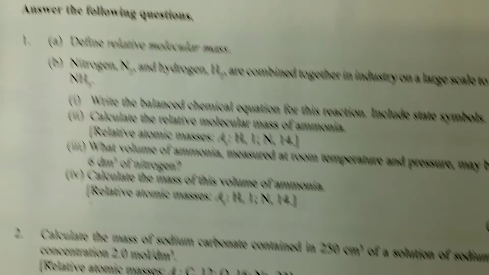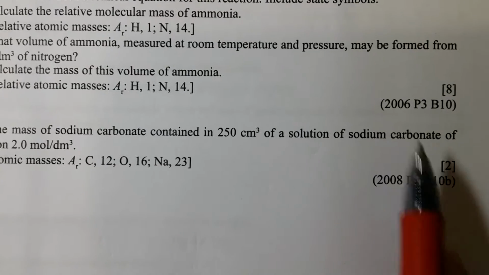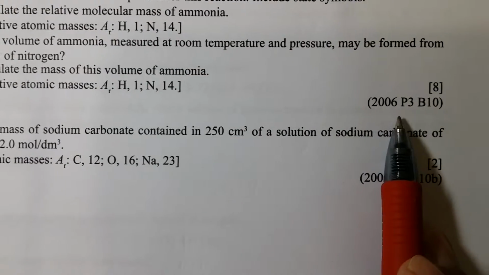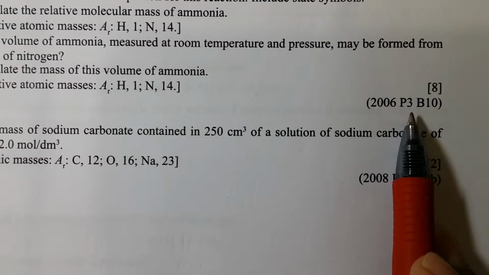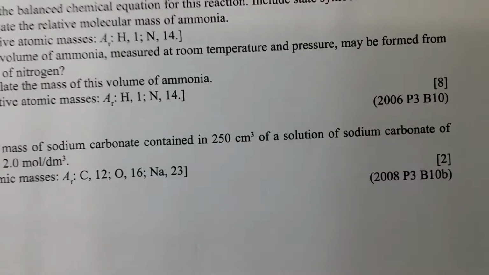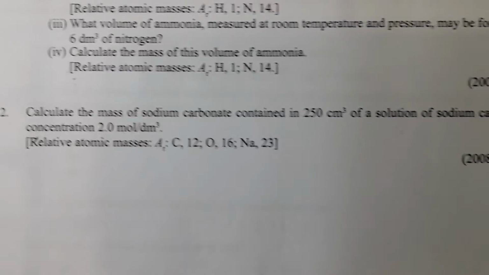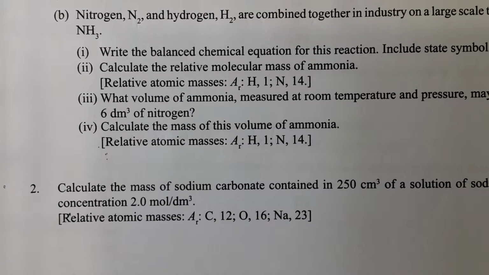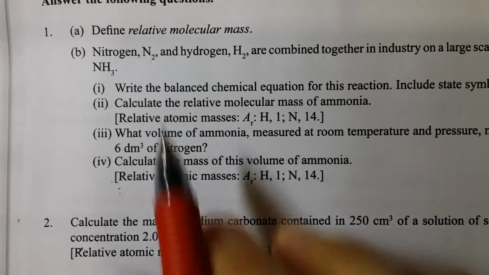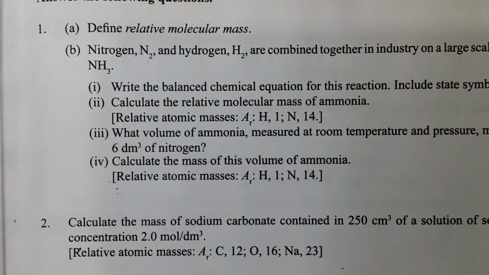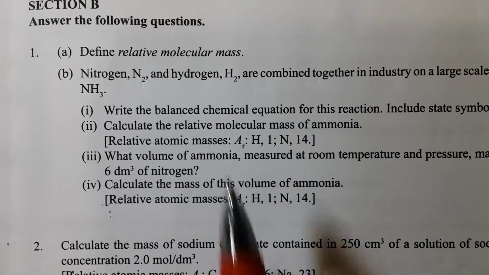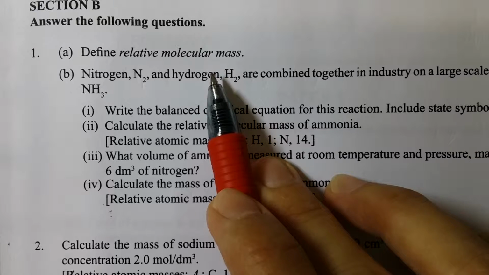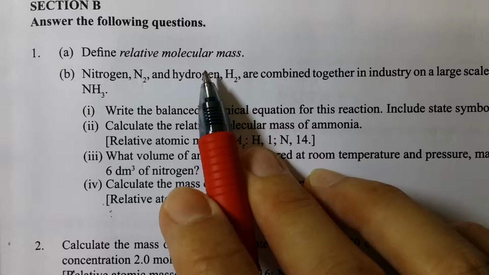Now the next question is section B. It's an essay type question from 2006 O-level combined chemistry, paper 3, B10. First question, 1A, define relative molecular mass. Okay, so this is straight out from the textbook, the definition of MR.